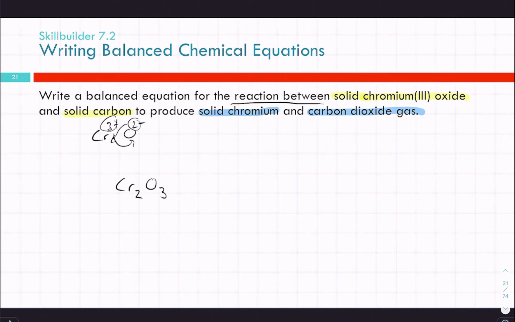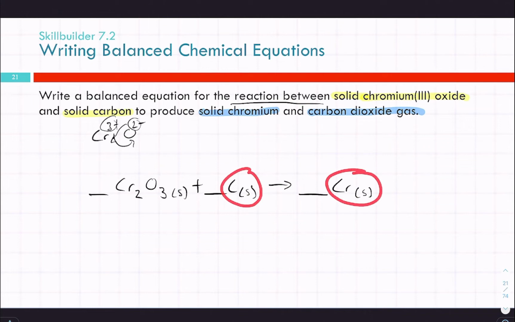Oh, and I'll write this too. So it's a solid. And that's reacting with solid carbon. So that's just carbon. And then I would leave room here just in case we need to add coefficients. And then we're going to produce solid chromium. So if you're ever given a question like this and it says solid chromium, and it's just chromium by itself, or it's just carbon by itself, those are not going to have a charge.